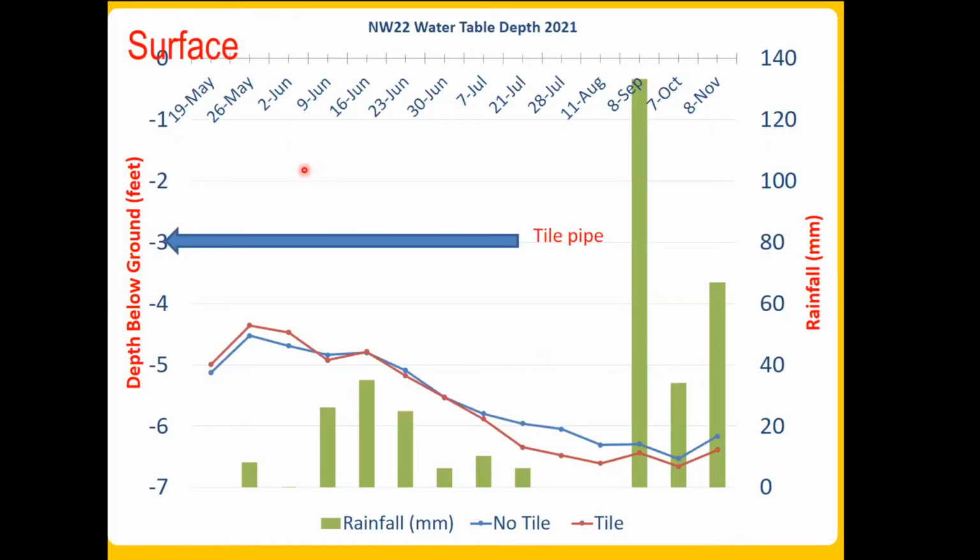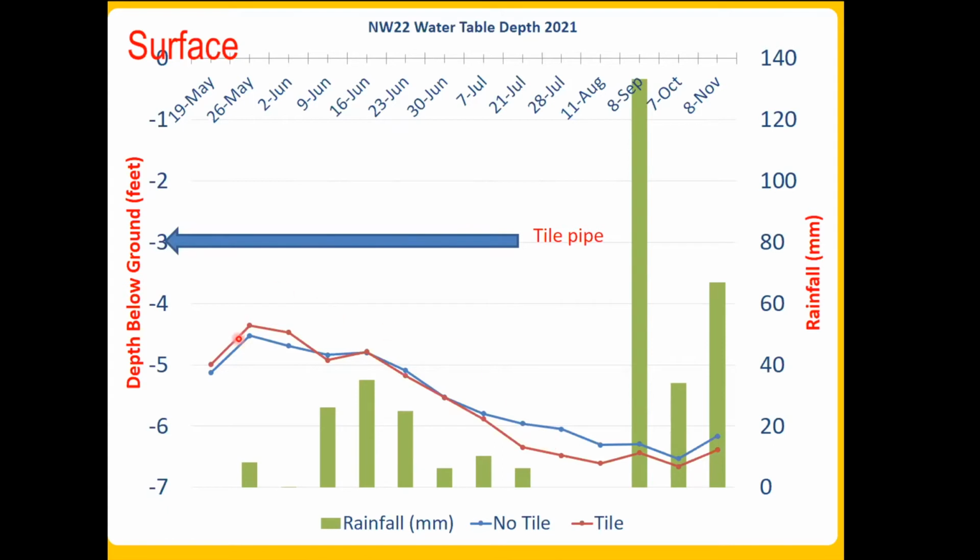This is from the past year. The top is the surface of the soil. On the left, you can see that it goes down deep into the soil in feet. The blue is where the tile line is located. And then the two graph bars here, the blue and the red, are the water table for the tile.